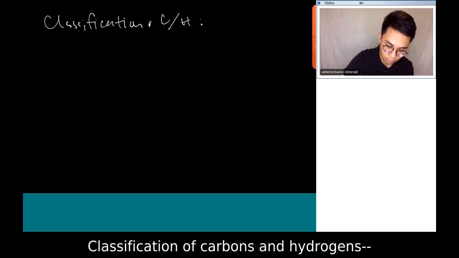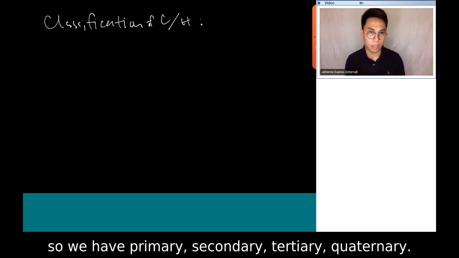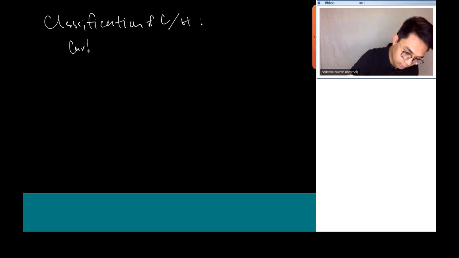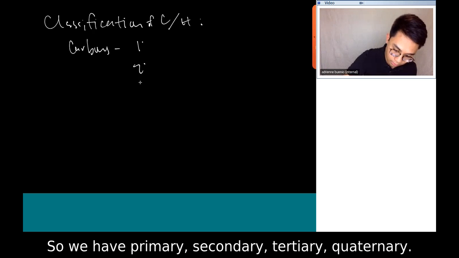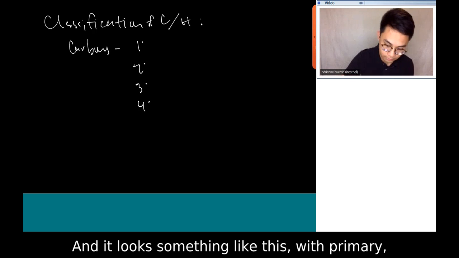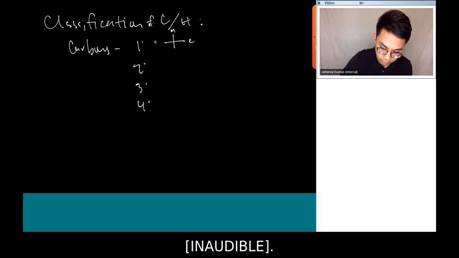Classification of carbons and hydrogen. So we have primary, secondary, tertiary, quaternary, right? So let's do carbons first. Carbon. So we have primary, secondary, tertiary, quaternary, right? So it'll look something like this. With primary, right? So, and let me label all these features.